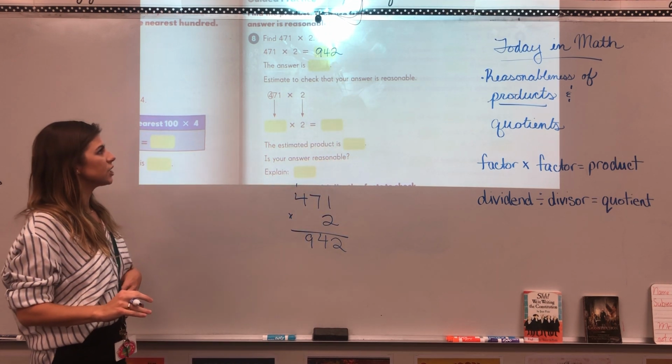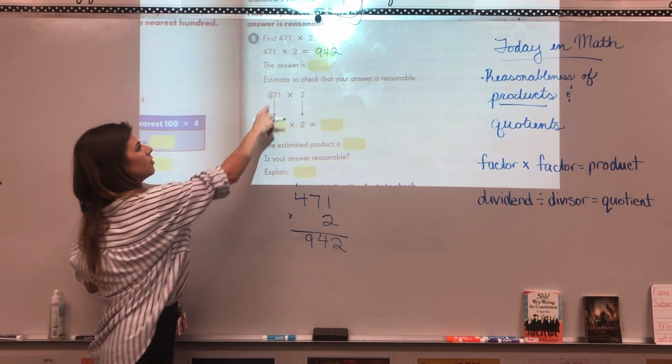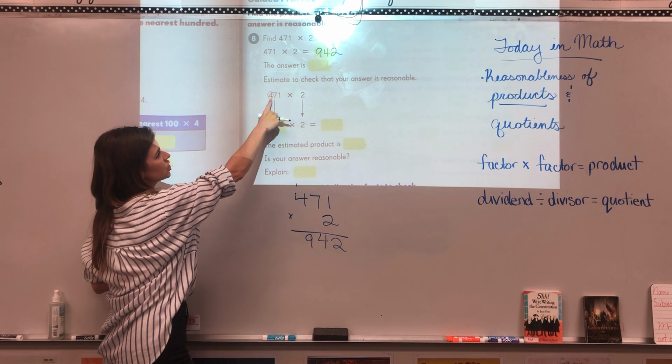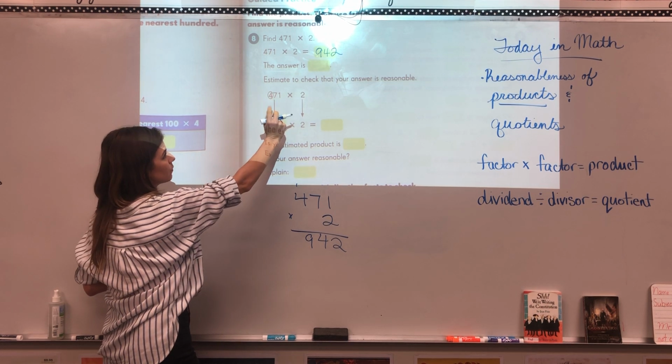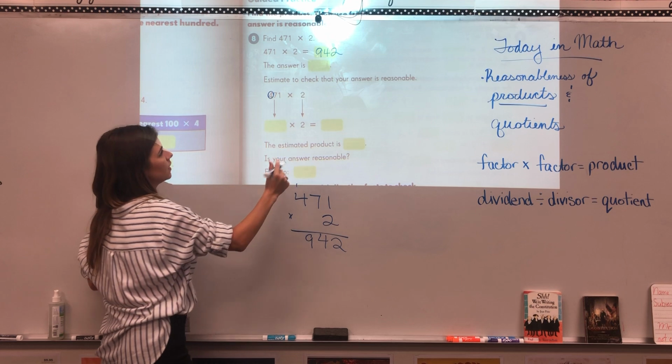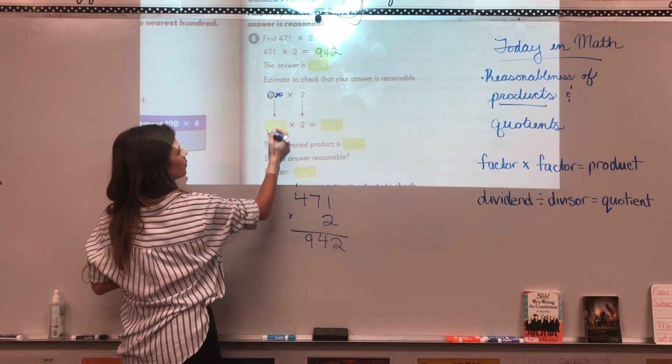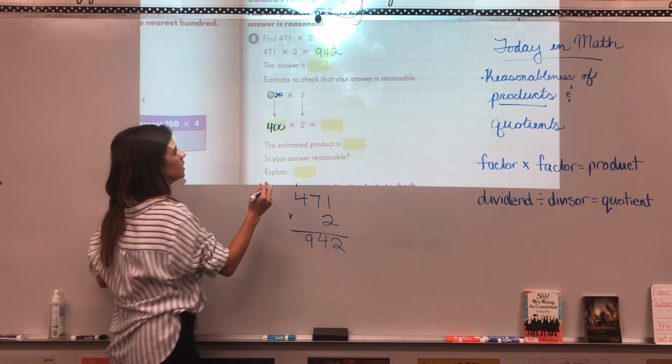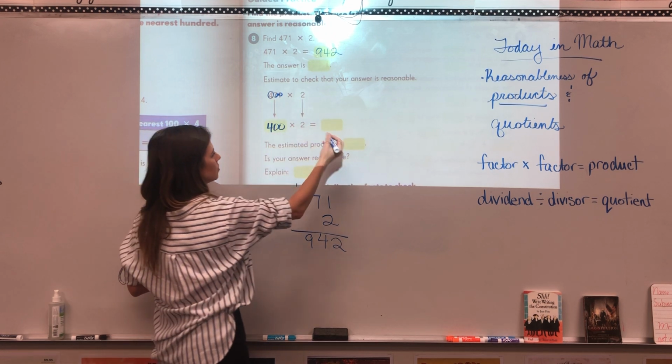Now we need to estimate to check that your answer is reasonable. The 4 is the leading digit. It's the digit in the greatest place value. It leads the number. So we circle the 4 and we add zeros. So it becomes 400. So now we do the problem. 4 times 2 is 800.